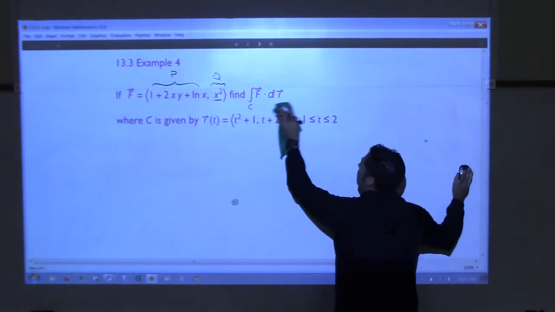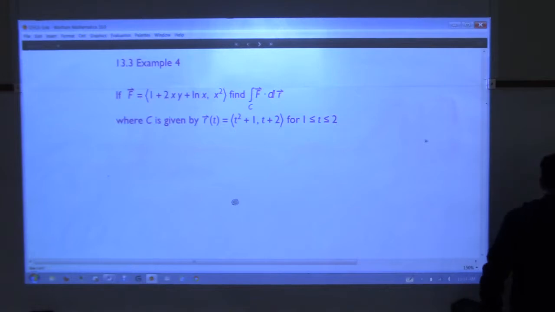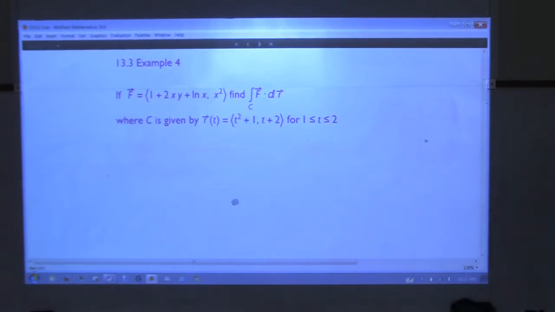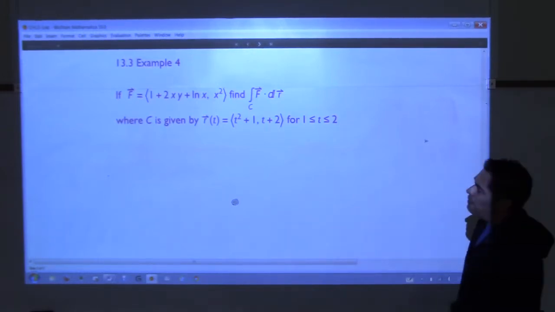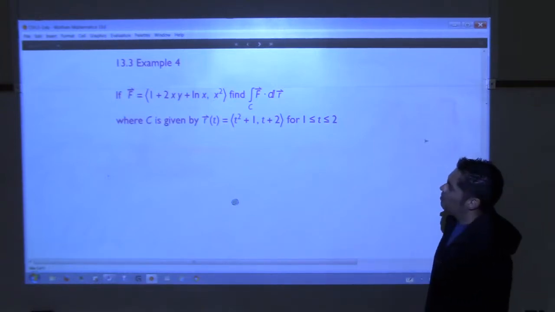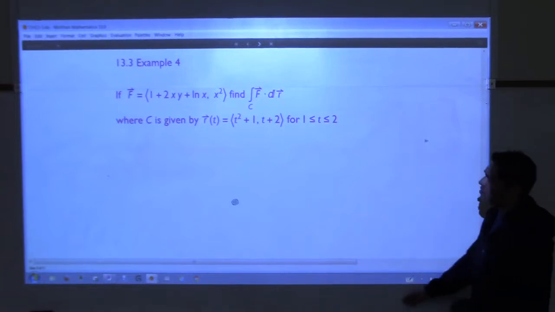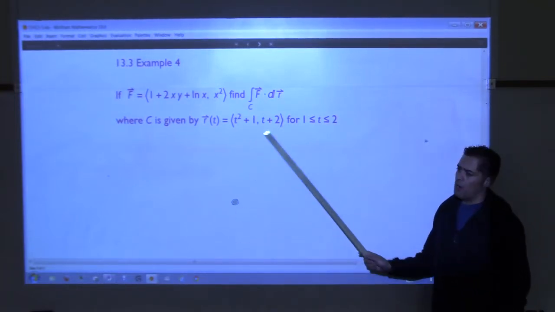Okay, so now let's go to this problem. Let's act like we just walked into class and this is the problem that's on the board, all right? If f is this vector field, which is the one we were just working with, find the work where c is given by this curve.